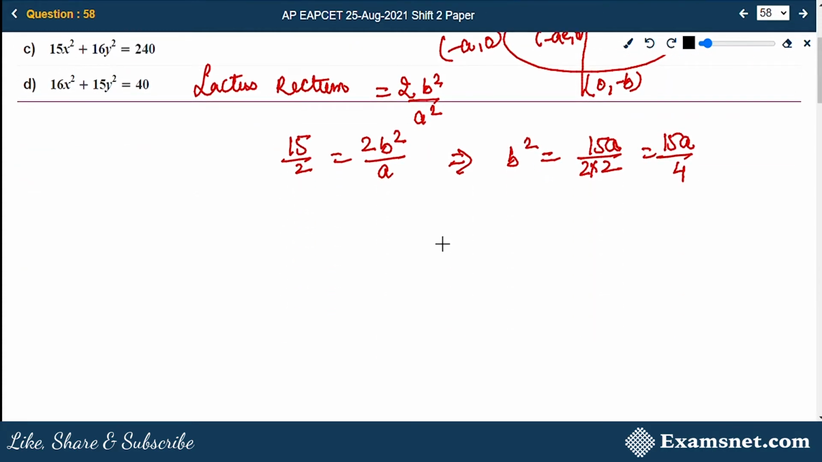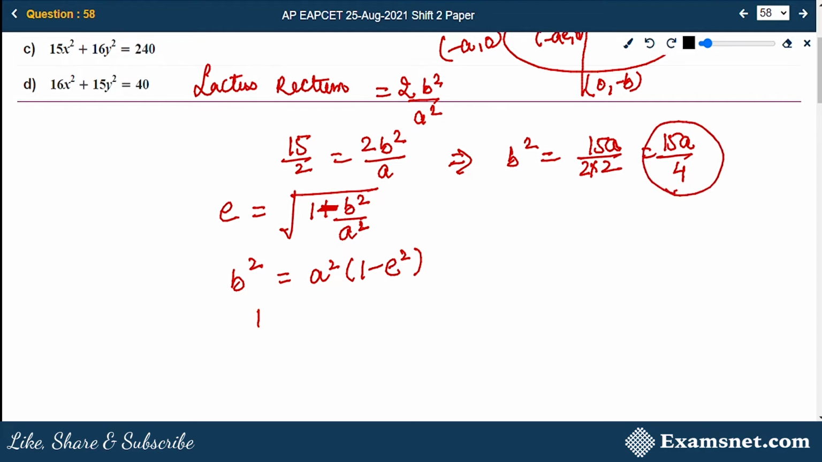Now there is one more thing in this ellipse, that is eccentricity. That is given by e is equal to root of 1 minus b square upon a square. Solving this, you will get b square is equal to a square (1 minus e square). Now let's fill in the values. b square was 15a upon 4. That is equal to a square minus a square e square.